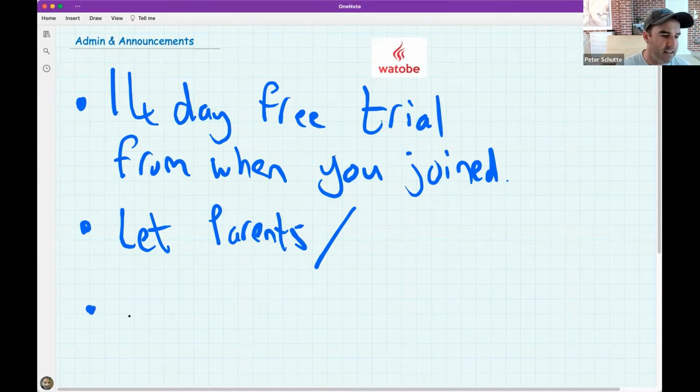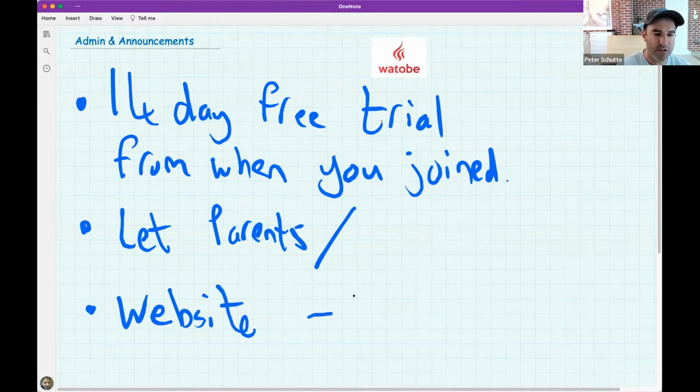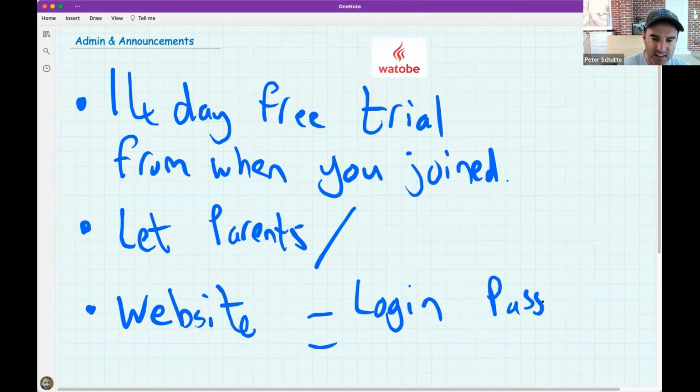The other thing is the website is really important at Watobe. So just like any internet service, you need to get a login and you need to visit the websites a lot. So you need a login and a password, and you set that up on the Watobe website. And then in future, when you want to go to the Zooms, all that you need to do is log in through the website. And so that's the most important thing: go to the Watobe website and let your parents know if you enjoyed it.